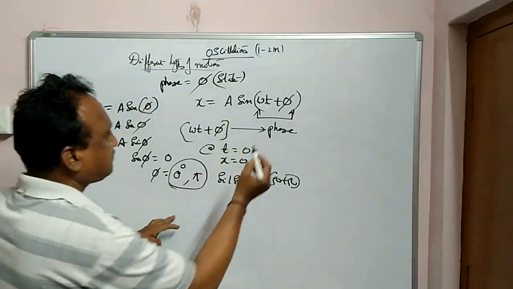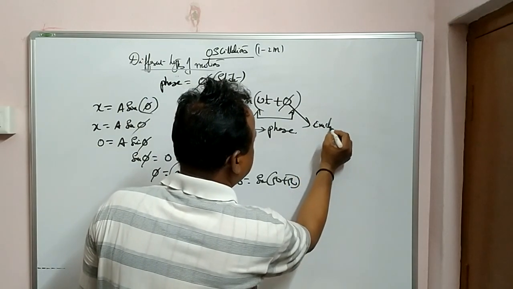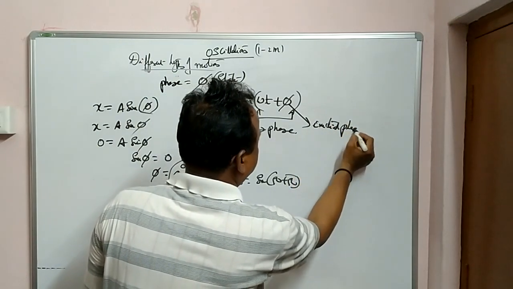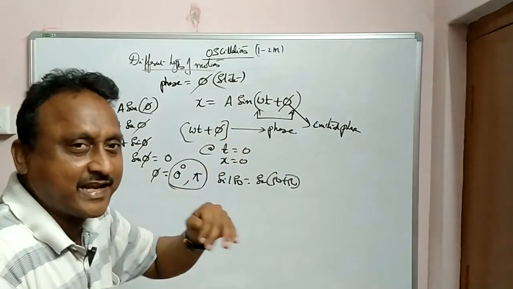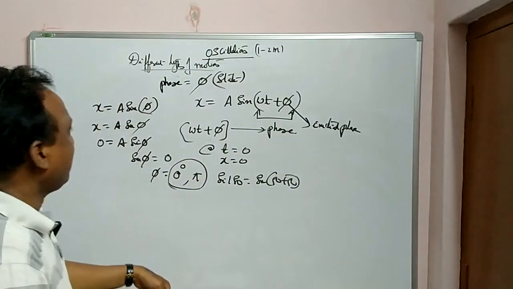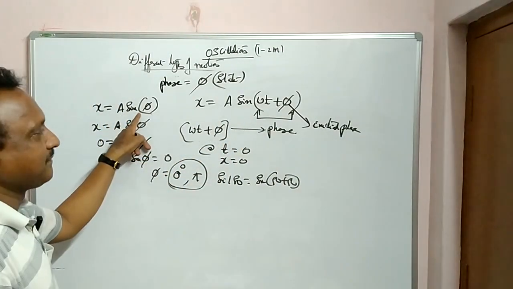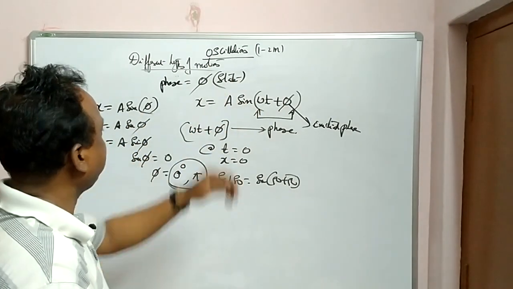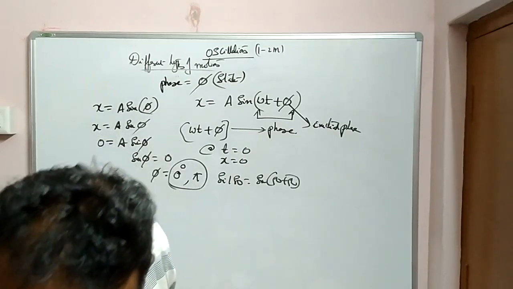And here sometimes this phi is also called the initial phase. Why did I say initial phase? For example, initial means starting. When time is equal to 0, displacement is 0. Then what became of the equation? x is equal to a sin phi. Clear? Right. Now let us go further.